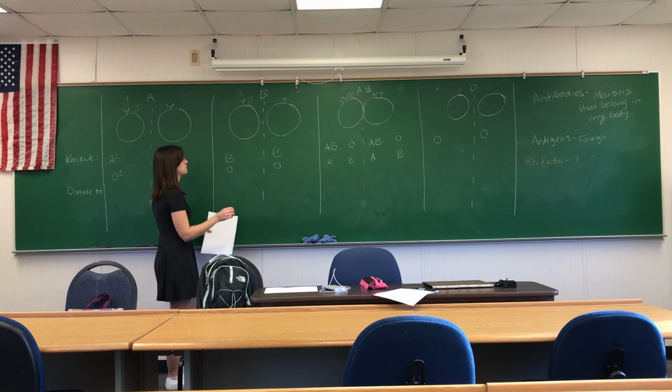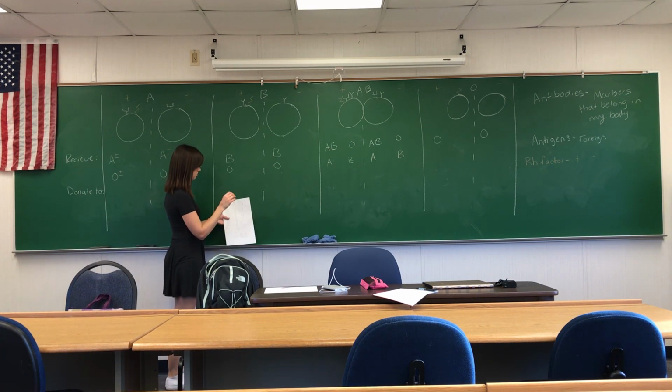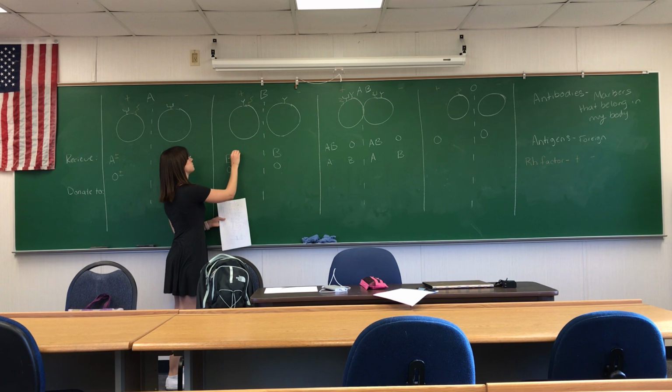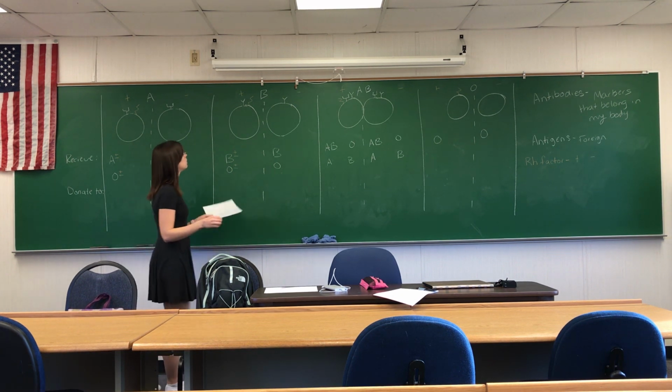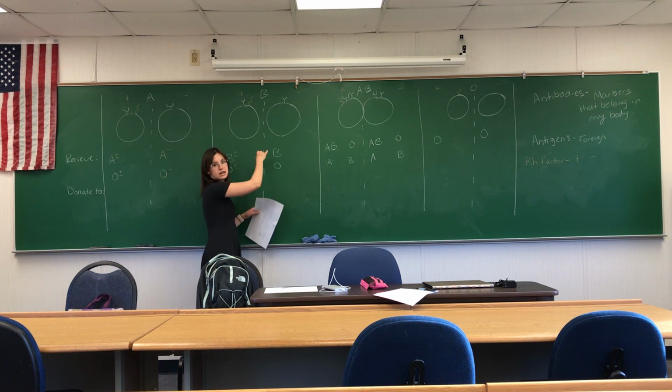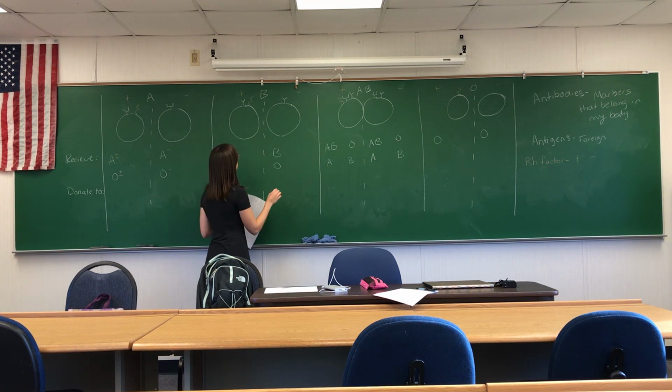And then B positive is, like I said, kind of the same thing. So you can receive from yourself, from B positive, and you can also receive from B negative, and you can receive from O positive and O negative. And then B negative can receive from only B negative and only O negative. So it can receive from itself and O negative.